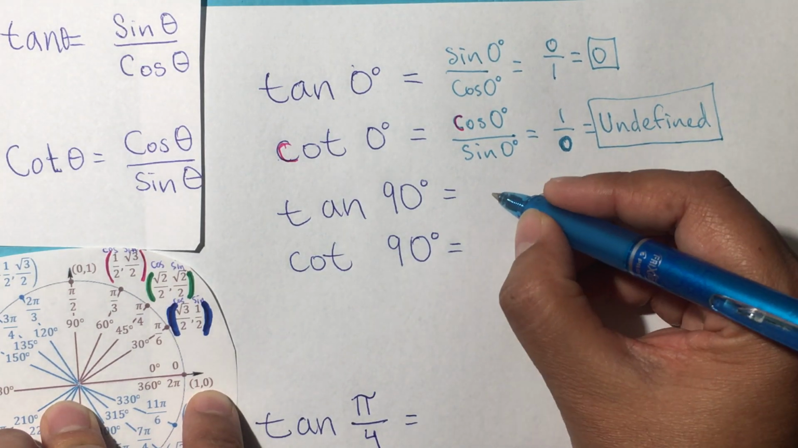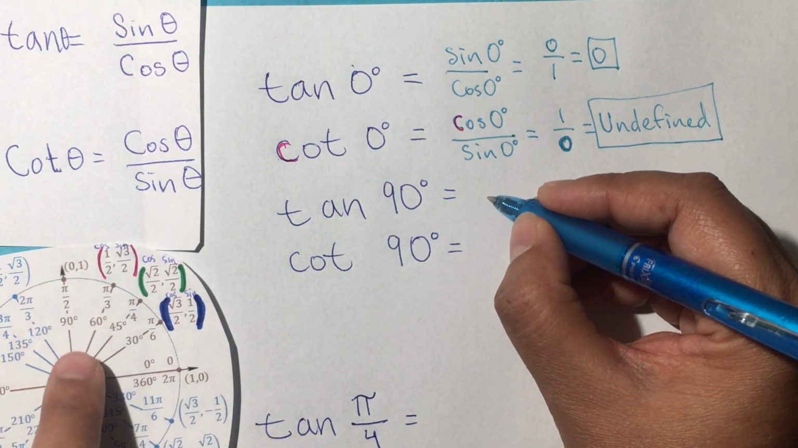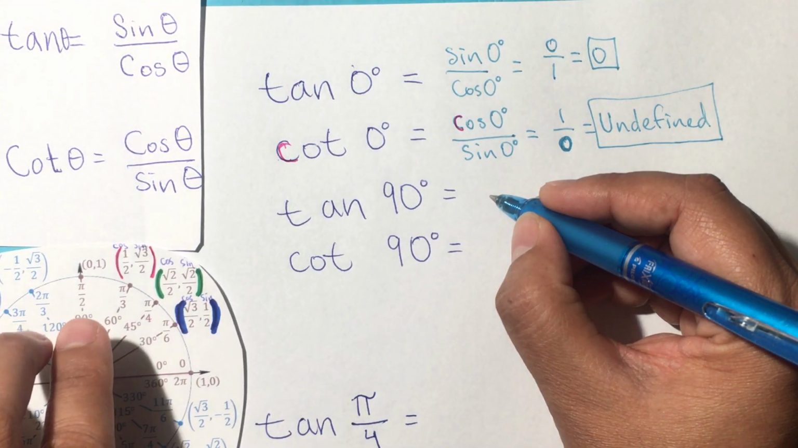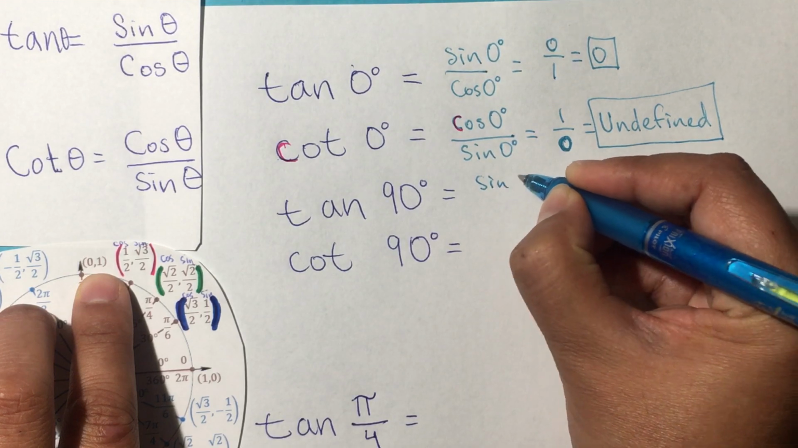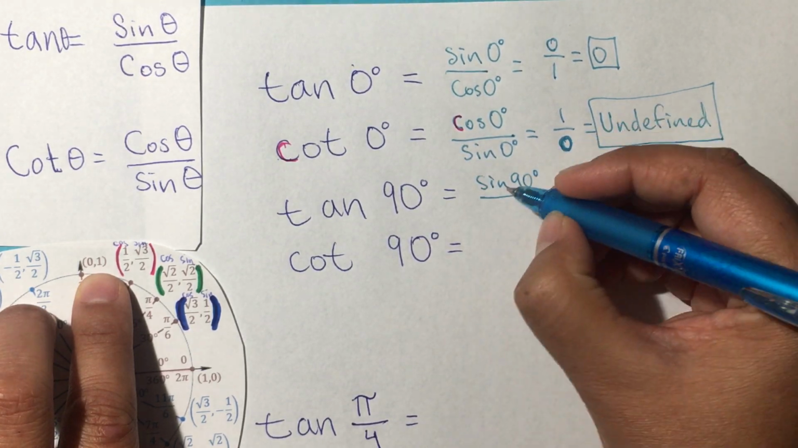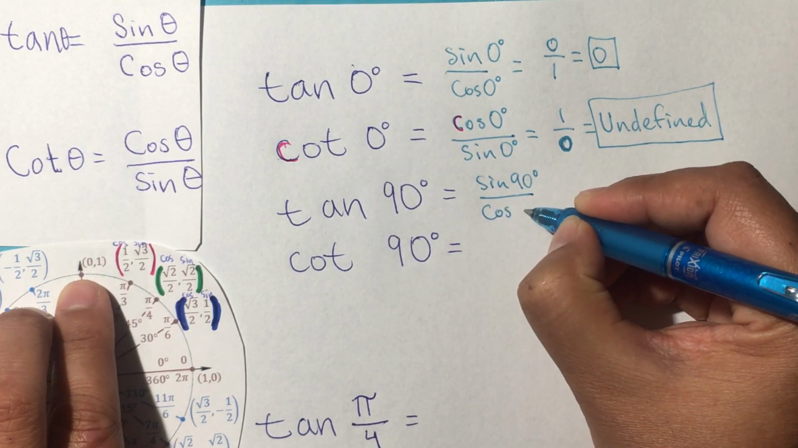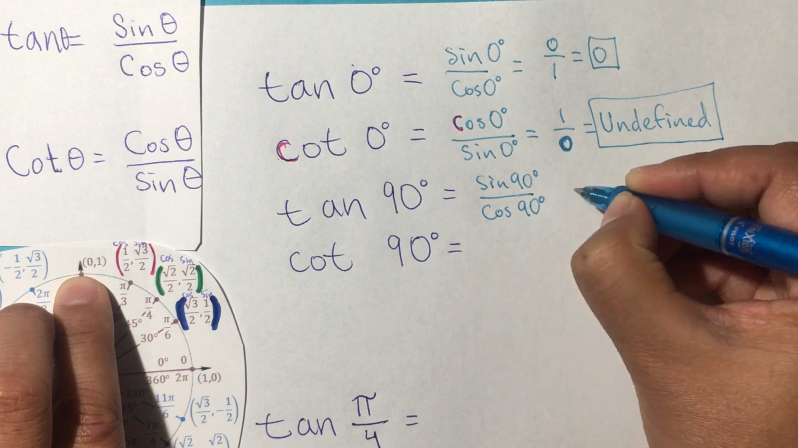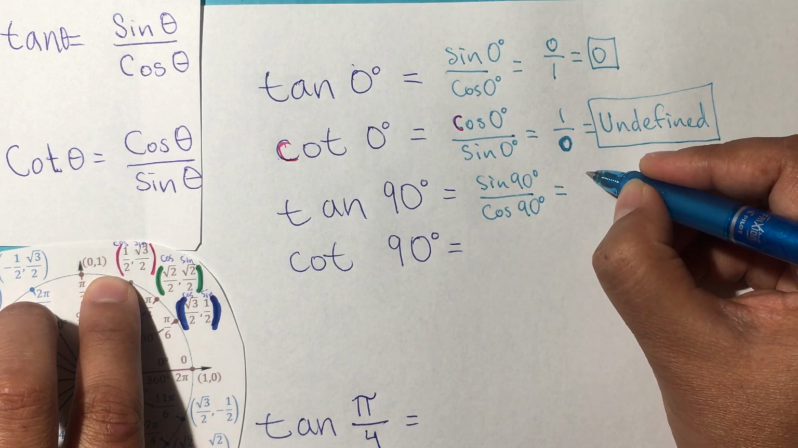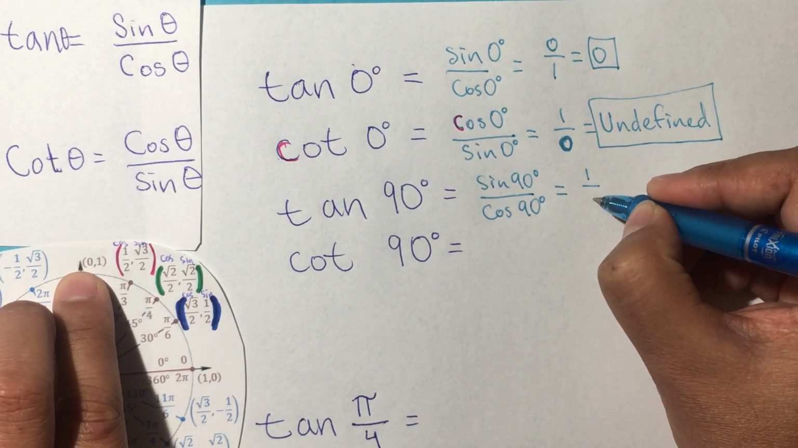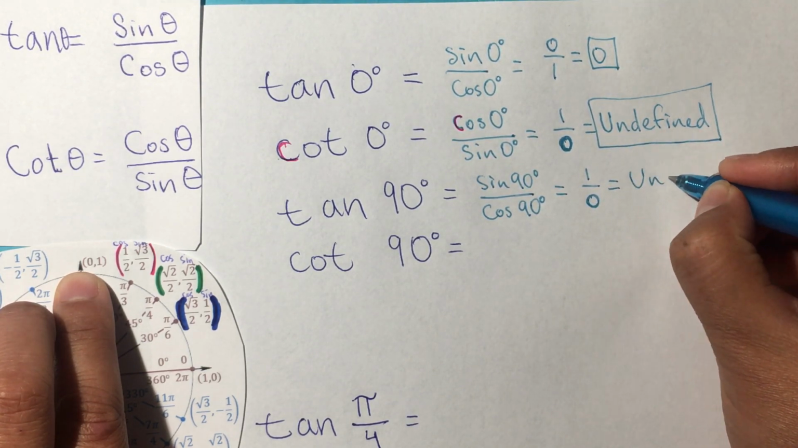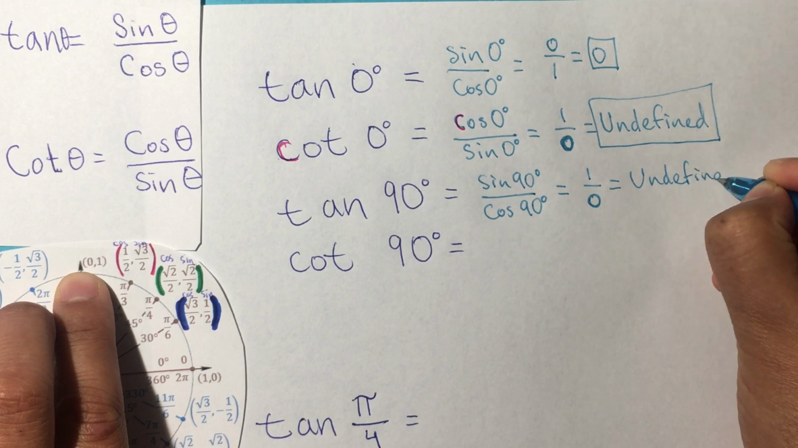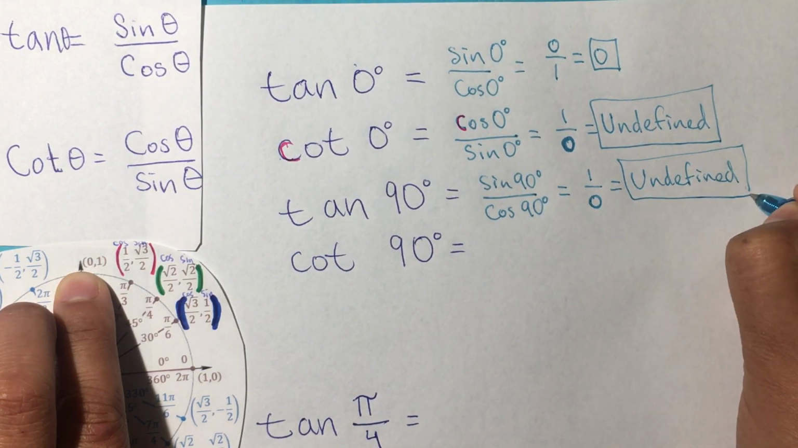Okay, for tangent of 90. The 90-degree angle is right here. The tangent is sine over cosine, so sine of 90-degree angle over cosine of 90-degree angle. The sine is 1. The cosine is 0. We cannot have a 0 in the denominator, so we say it's undefined.